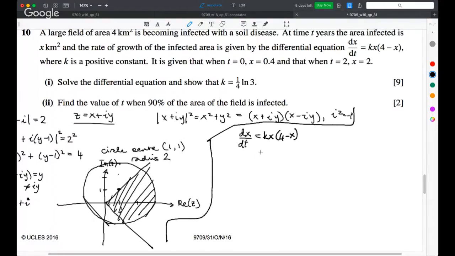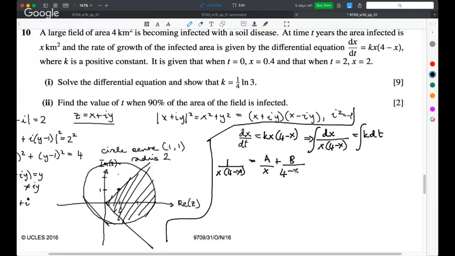So we separate variables as usual. And we get that dx over x(4 minus x) is equal to k dt. But this thing doesn't look very easy to integrate, once we start integrating. How do we do this bottom one? Well, we just use partial fractions. So 1 over x(4 minus x) is equal to a over x plus b over 4 minus x. If you solve this, you'll find that a and b are equal to 1 over 4.